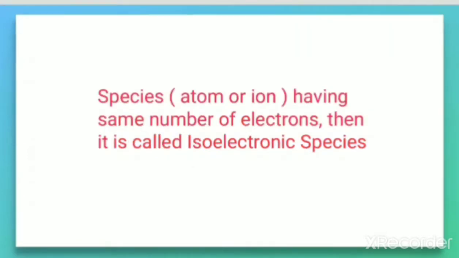Species that can be an atom or an ion having the same number of electrons are called isoelectronic species. Whichever species, whether an atom or an ion, has the same number of electrons, they are called isoelectronic species. So, let us do a problem. On the basis of that, you will be more clear about isoelectronic species.